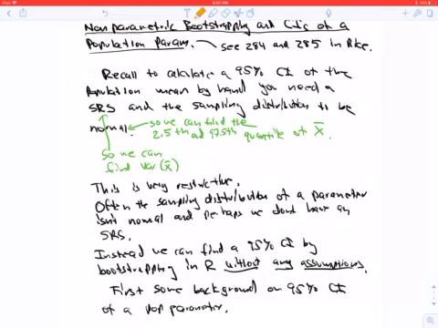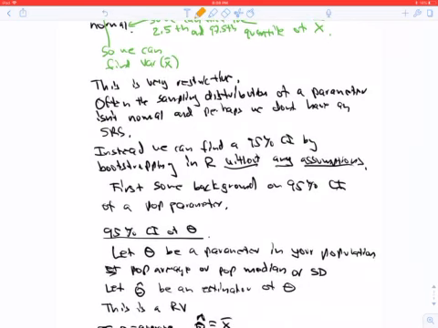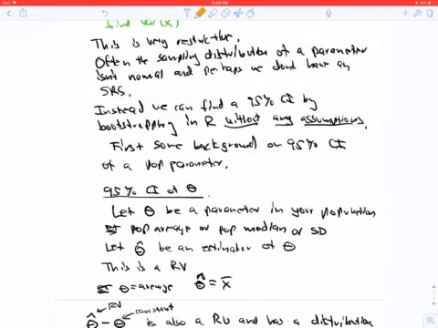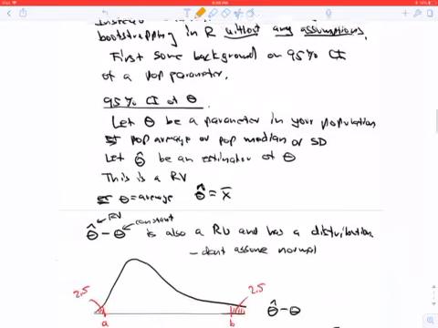So, just recall that to calculate a 95% CI of the population mean by hand, you need simple random samples so that we can find the variance of x bar, which we have a formula for, and the sampling distribution has to be normal so we can find the 2.5 and 97.5 quantiles of x bar. So this is very restrictive. Often the sampling distribution isn't normal, and perhaps we don't have an SRS. So instead, we're going to find the 95% CI by bootstrapping in R without making any assumptions at all.